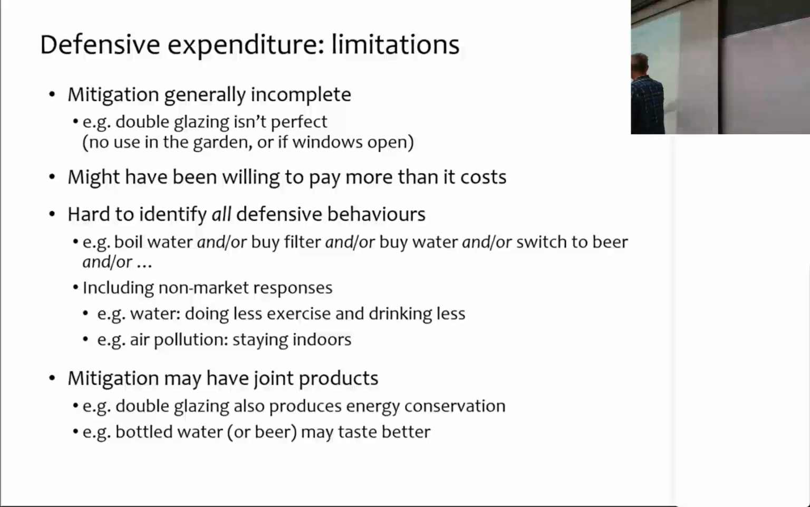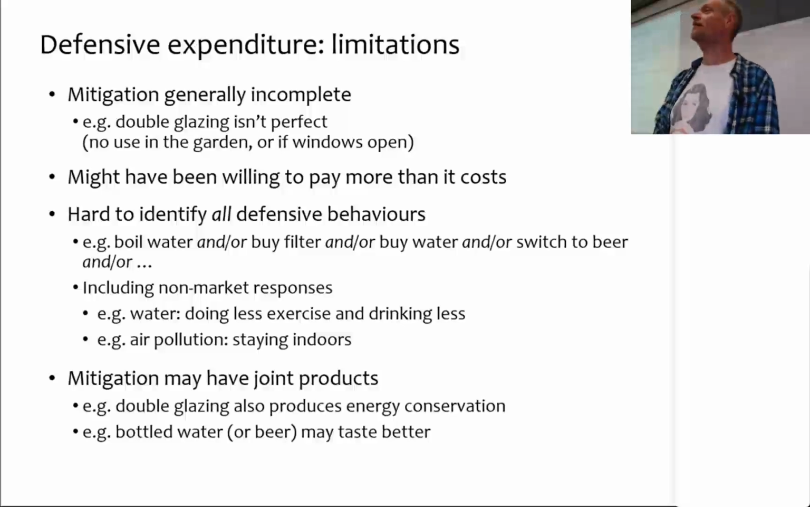And then there's always the issue with joint products, right? We talked about double glazing to keep the noise out. Double glazing also helps to save energy, which you may do to lower your bills, but you may also want to do this to help clean up the environment, right? So this needs to be taken into account. And then there's people who switch to bottled water and then discover that they actually like the taste better. And that then of course will need to be subtracted from the cost of switching, right?